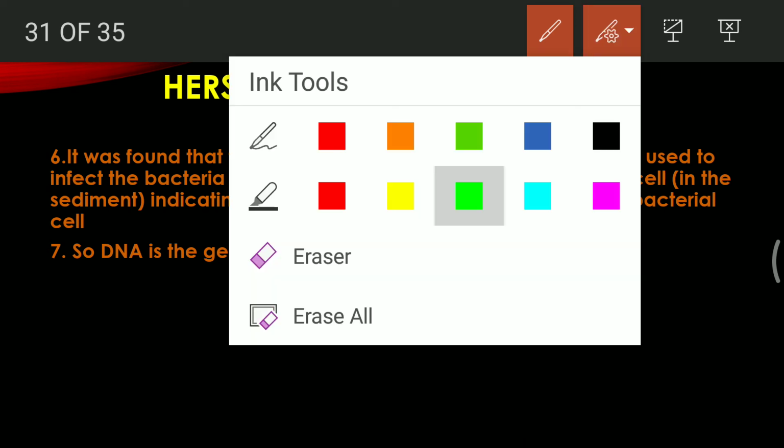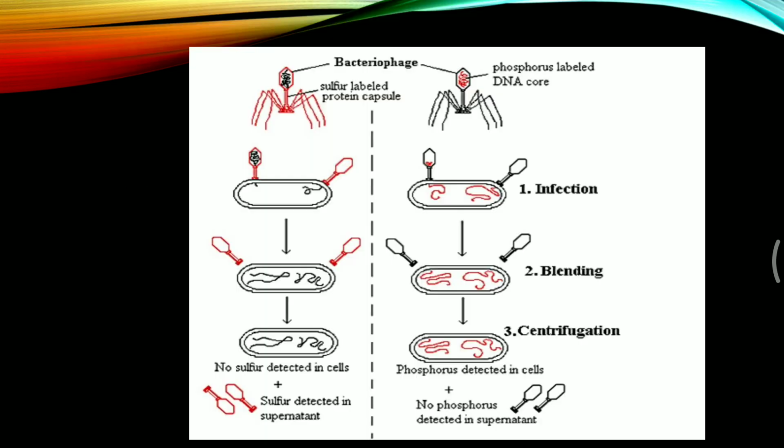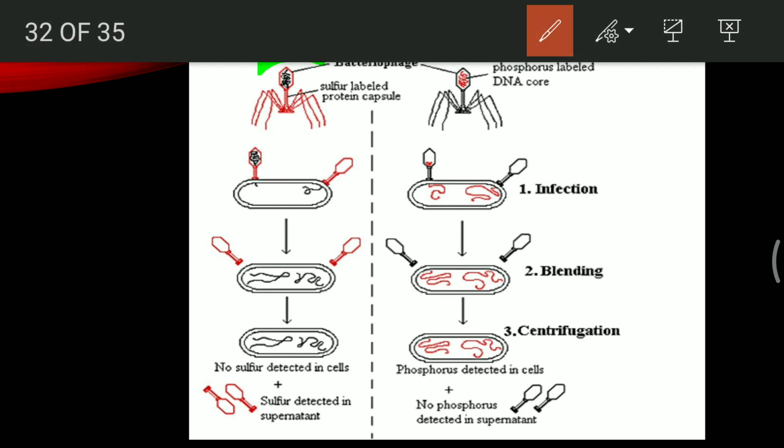Now, as we end the Hershey and Chase experiment, you can see this experiment once again and just recapitulate. First, infection was done, and radio labeling is very well shown over here. You can see that sulfur is radio labeled in the capsid, whereas phosphorus is labeled in the genetic material or the DNA core. So the DNA core is getting forwarded. Here also the DNA core is getting forwarded, but sulfur is not getting forwarded, and that's why sulfur is falling off.